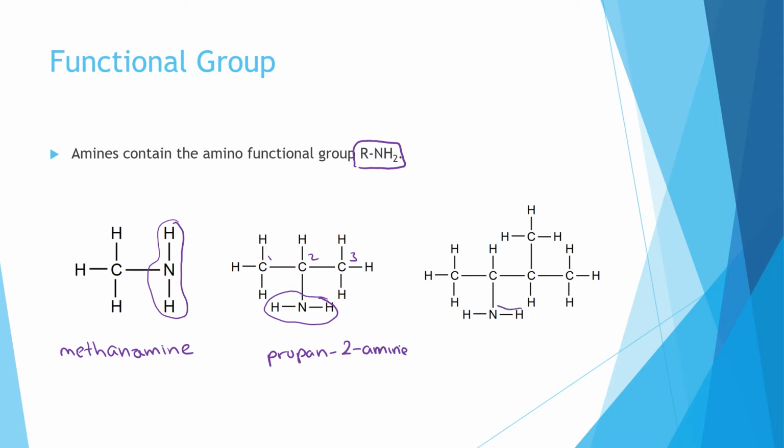And here is the other amine group, because it's the most important group. It needs to be the lowest position. 2, 3, 4 with a branch which has got one carbon, so it's a methyl. So this would be butan-2-amine with a methyl group on carbon number 3.